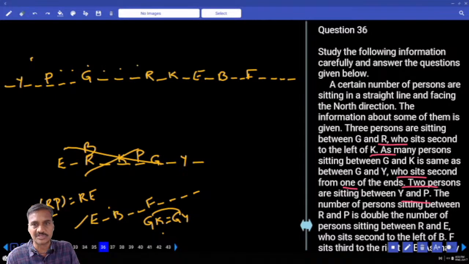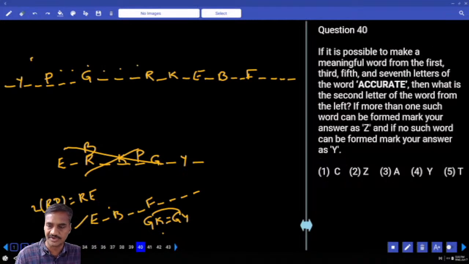Then how many persons are there altogether? 25. 3, 5, 7, 9, 10, 12, 14, 16, 18, 20, 25. Now this is about question number 36 to 39. Then finally question number 40 here.